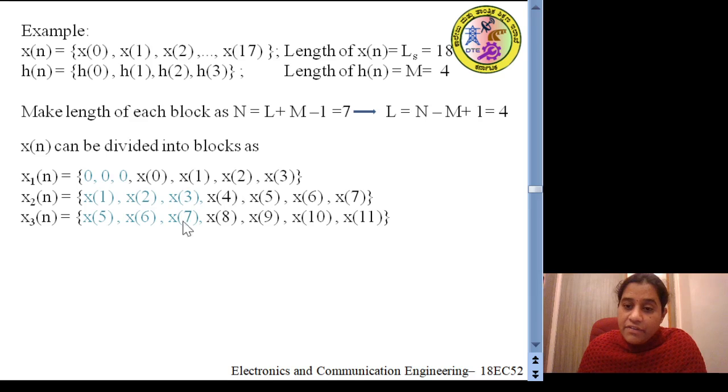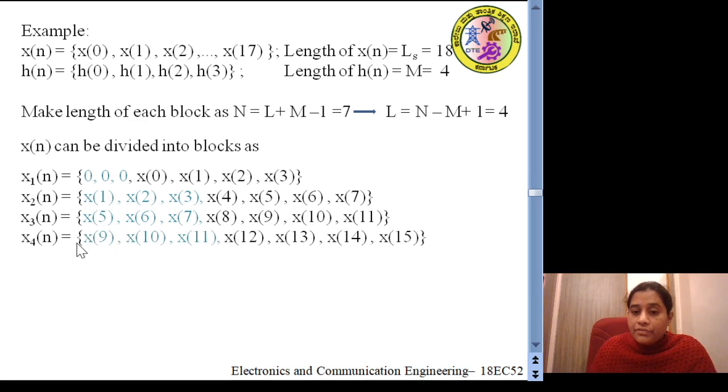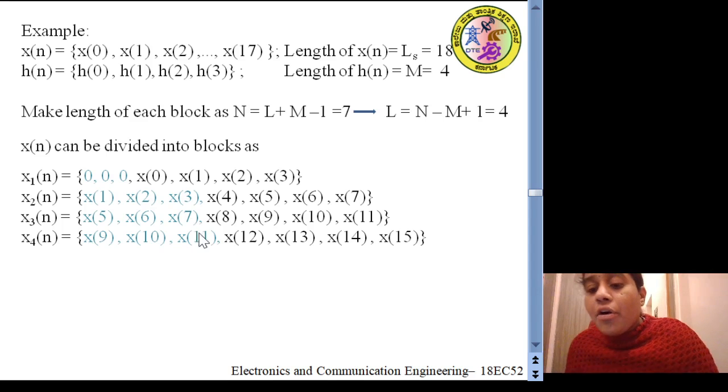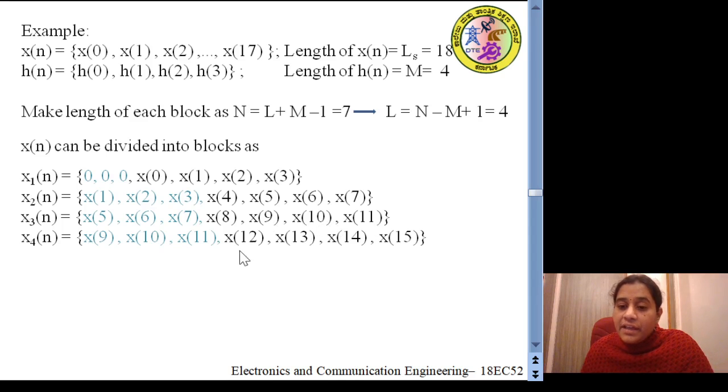See, x of 5, x of 6 and x of 7. Next, the remaining values x of 8, x of 9, 10 and 11. Similarly, we have to take the next block. Observe, the first m minus 1 are the repetitive samples of the last m minus 1 samples of the previous block. That is x of 9, x of 10 and x of 11. Remaining values we have taken directly: x of 12, 13, 14 and 15.